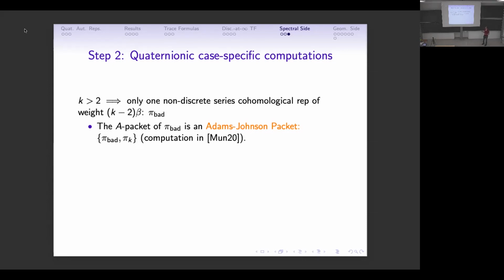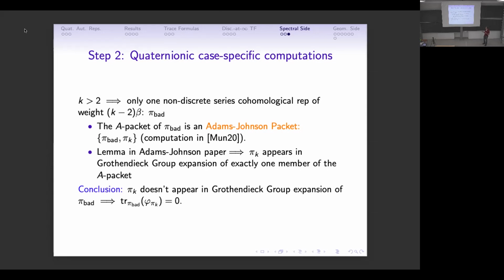So the fact that we're going to use is that pi bad corresponds to an A-packet, and the A-packet is just two representations, which is pi bad and the quaternionic discrete series. Next, there's a lemma in this Adams-Johnson paper that a given discrete series is only going to appear in the Grothendieck group expansion in terms of standard modules of exactly one member of the A-packet. So it appears in the expansion of itself, just trivially, because it's a standard module. So it can't appear in the expansion of pi bad. Therefore, you immediately get that the trace against pi bad of the pseudo coefficient is 0.